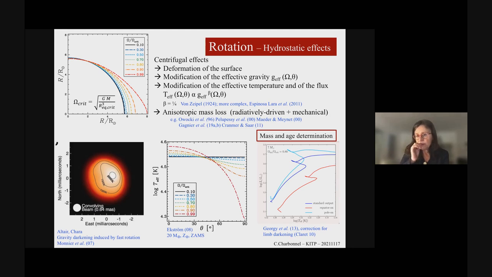It's also very important because it drives anisotropic mass loss. It has an effect on the radiatively driven mass loss in massive stars, but it can also lead to a mechanical mass loss at the equator, which can be very important at very high rotation.